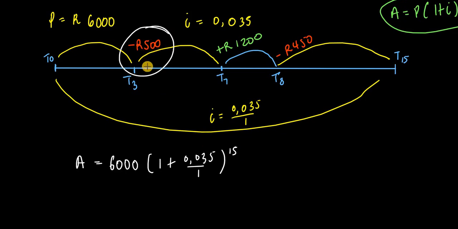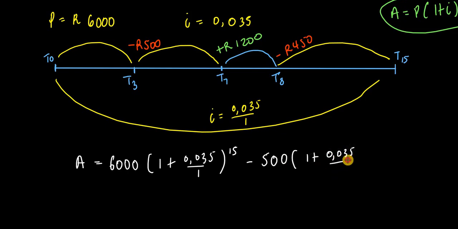Then he withdrew 500. Guys, just take it with its sign. It's minus 500, right? Write it exactly like that, and then you say that money from T3 to T15, how long was it? You say 15 minus 3 will give you 12. So that means this minus 500 grew for 12 years. So you put 12 there, for 12 years. And then you look at the 1,200. You're going to say plus 1,200. Right? And then you say plus what?